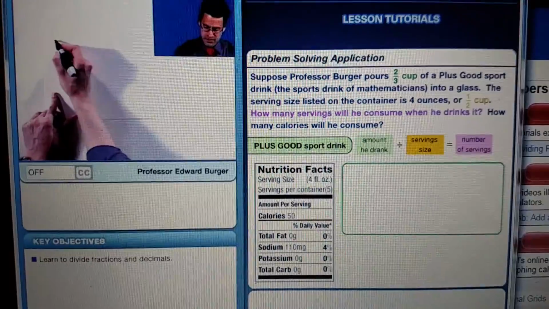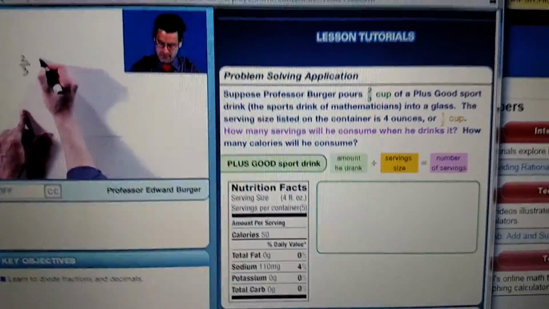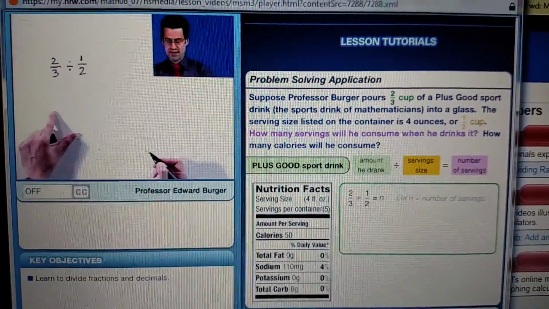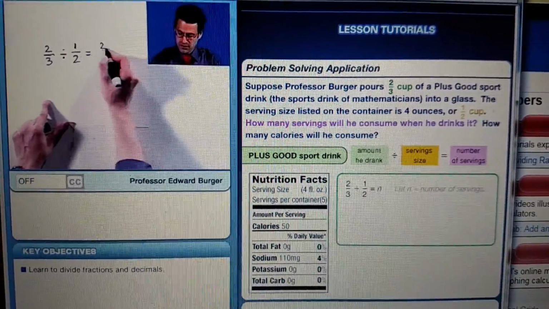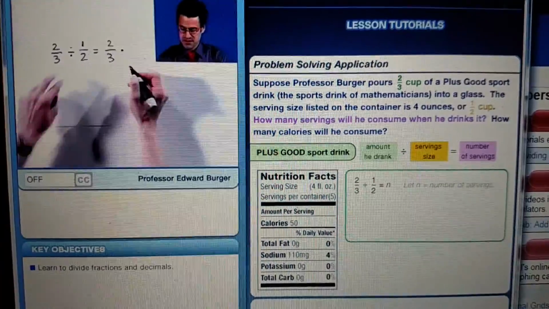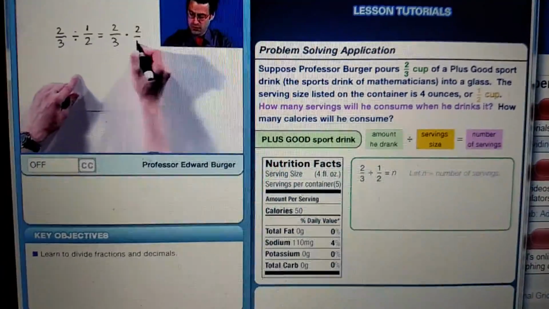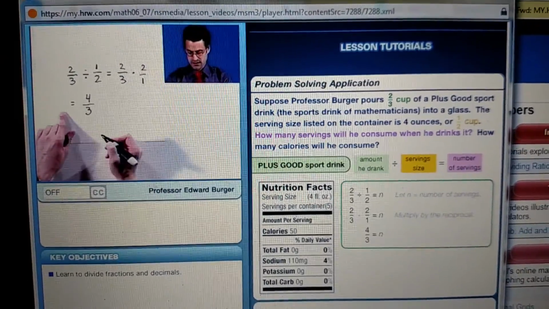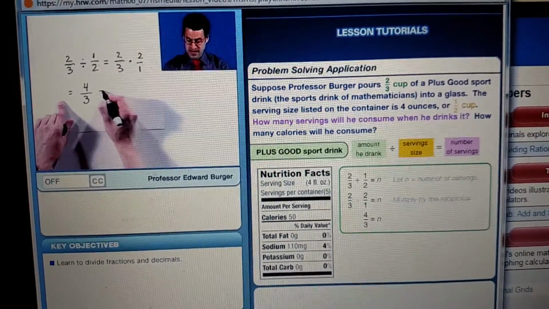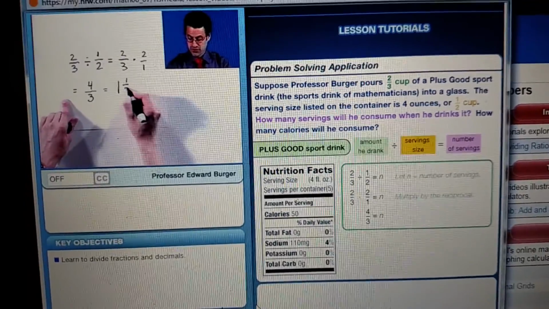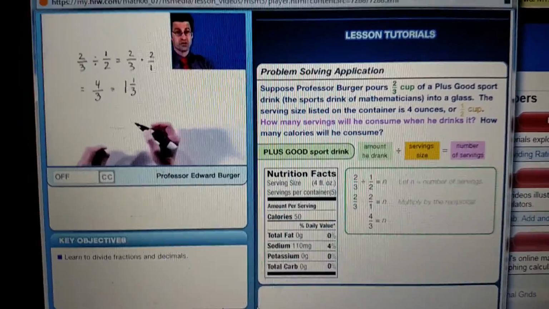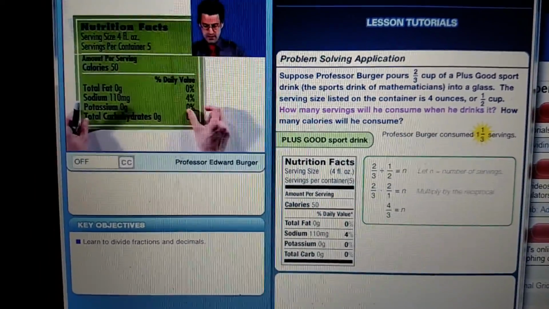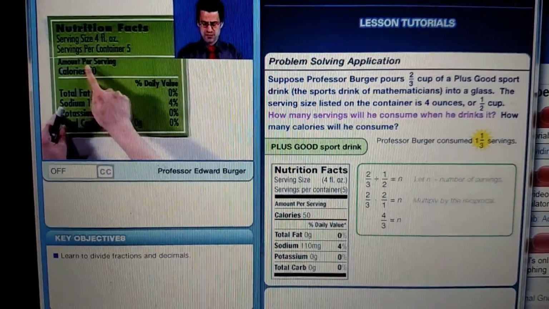So I take 2/3 and I divide it by a half. Well, we know it's 2/3 times the reciprocal, which is 2/1, and that works out to be 4/3, which you can keep as that answer or write as 1 1/3 servings.